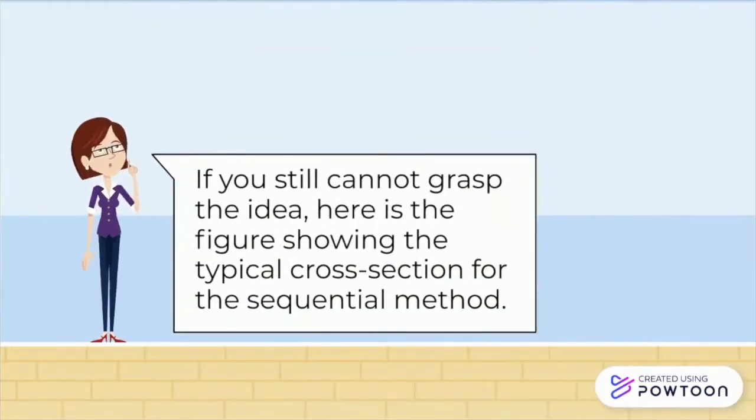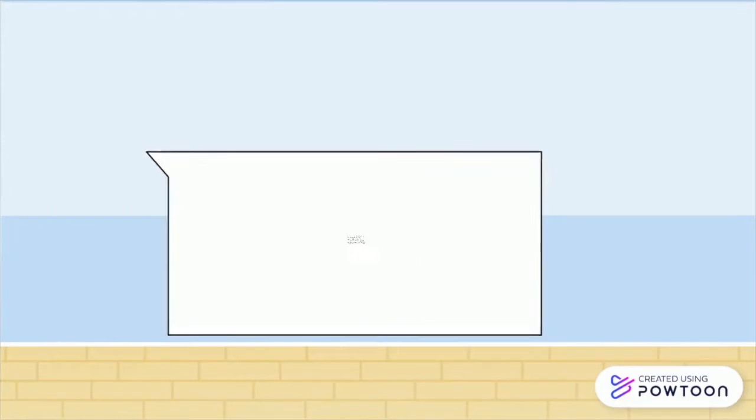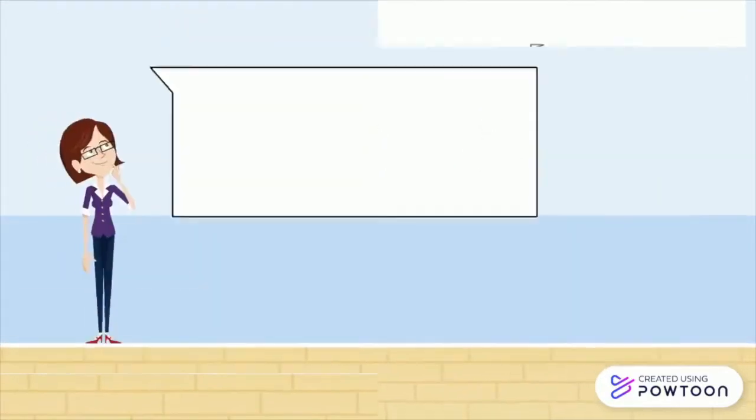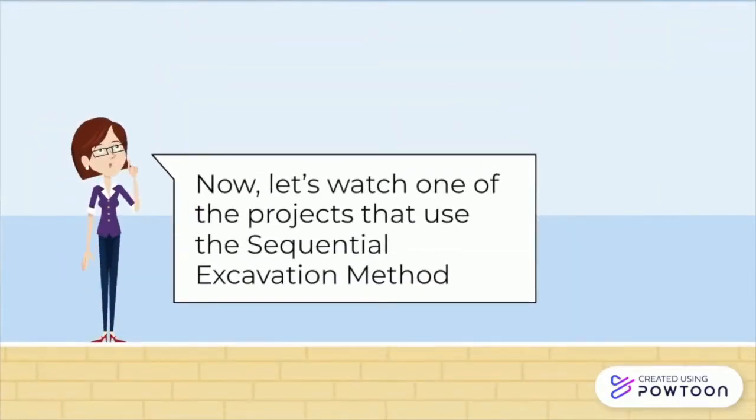If you still cannot grasp the idea, here is the figure showing the typical cross-section for the sequential method. It has been divided into 3 sections: the crown, bench, and invert. Now let's watch one of the projects that use the sequential excavation method.